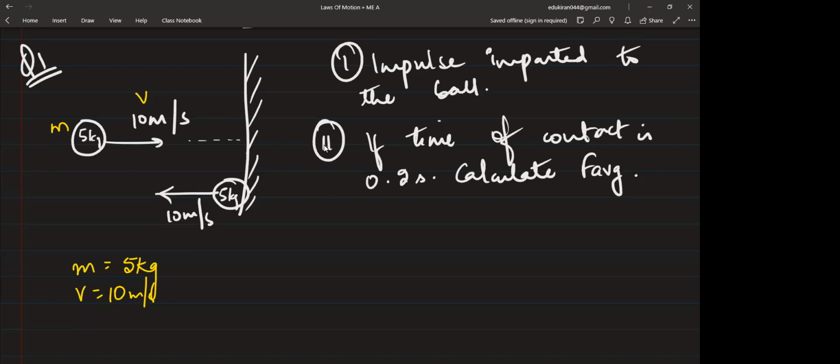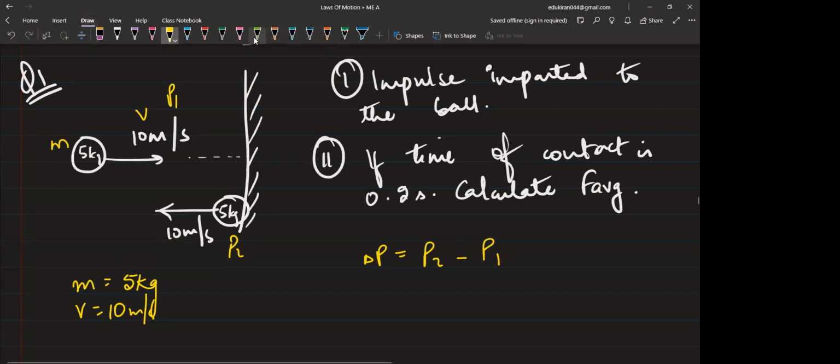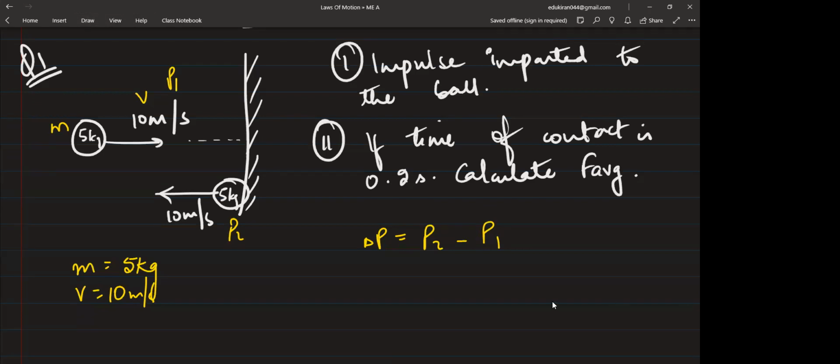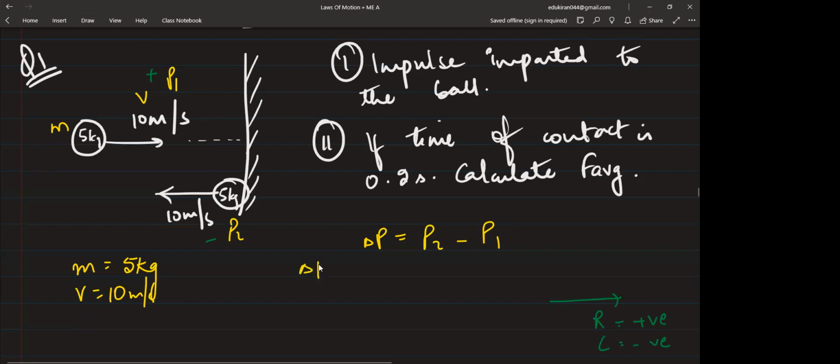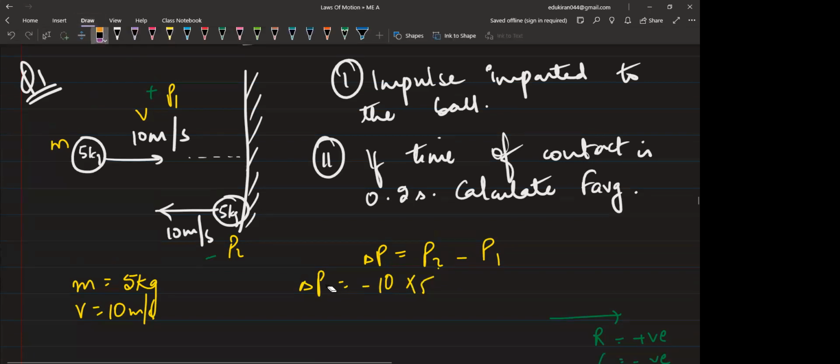So see what will be the momentum. This is, let's say, P1, this is P2. So change in momentum will be P2 minus P1. Now one thing, class, both are in opposite directions. So take one direction as positive and the other direction as negative. Let me take the right as positive and the left as negative. Let me write down the momentum separately.